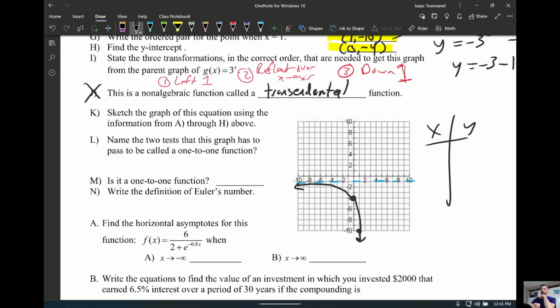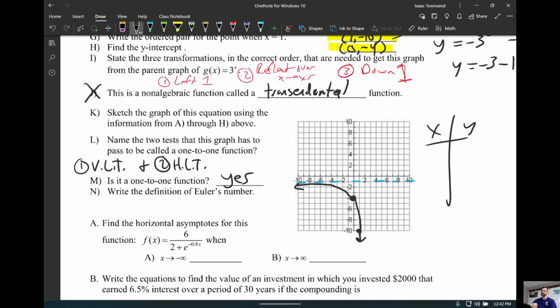L wants to know the 2 things that have to be true to be 1-to-1. So we've talked about that just last class. That would be vertical line test and horizontal line test. This passes both of those, so we would call this a one-to-one function.